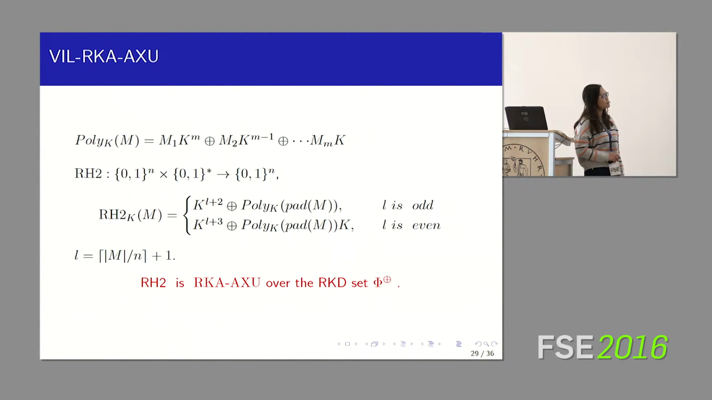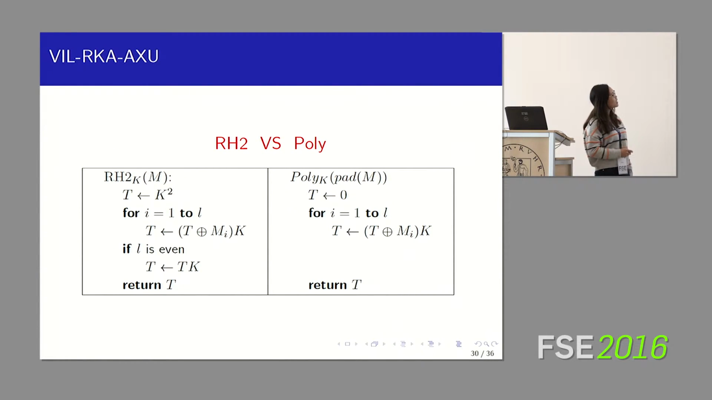So next, we add some terms like this to construct RH2. We have proved that RH2 is an RKA-AXU function over the XOR set in our paper. This table gives the computation process of these two functions. We can see that RH2 only needs one more pre-computation and one more multiplication if R is even. So RH2 is almost as efficient as the poly pad n function.